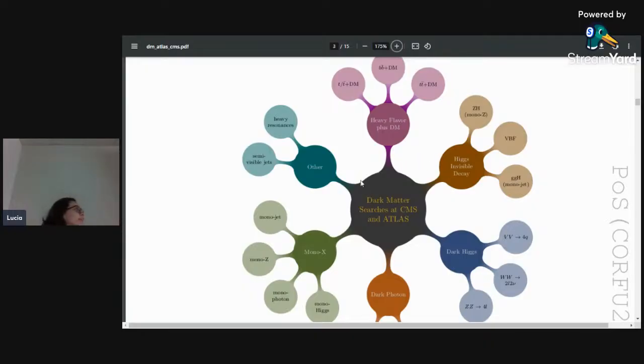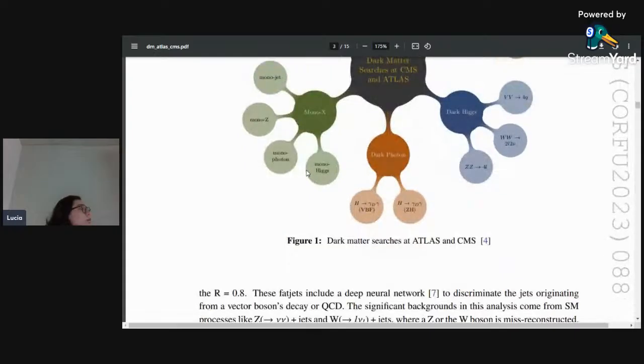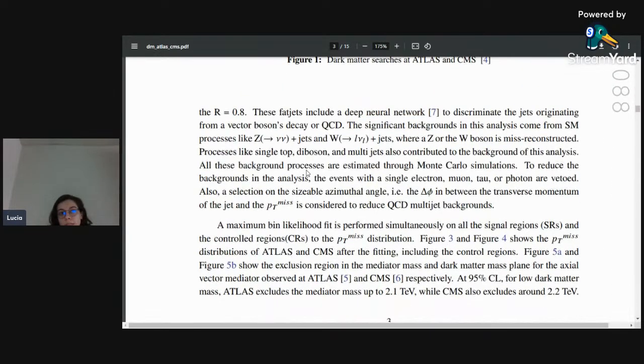Okay, this is a collection of types of dark matter searches at both CMS and ATLAS. So it divides in some kind of considerations. In this case, this looks for heavy flavor plus dark matter. Here is invisible Higgs decay, dark Higgs, dark photon, mono anything, and others. In this paper, they talk about the Higgs invisible decays, the dark Higgs, and the mono something. And it basically just shows the main results for these types.